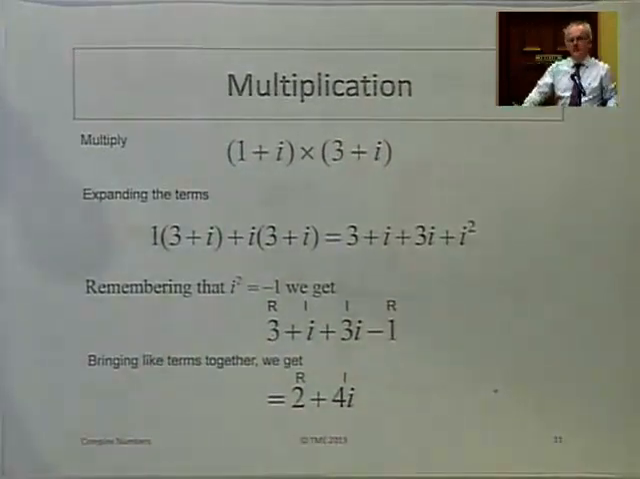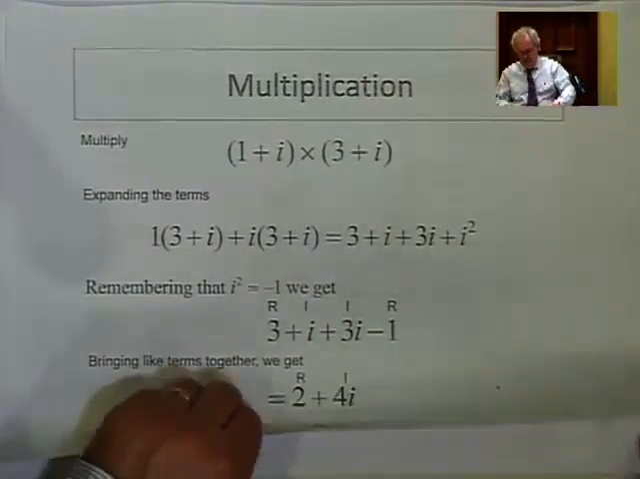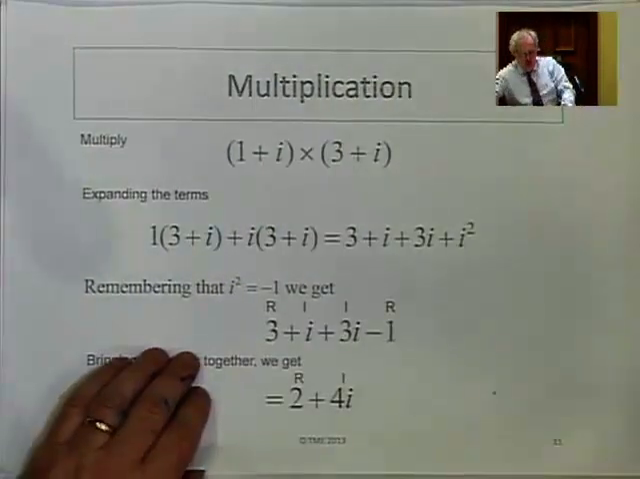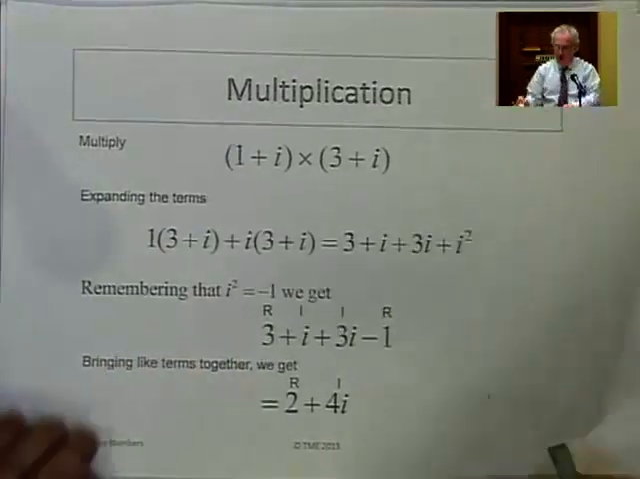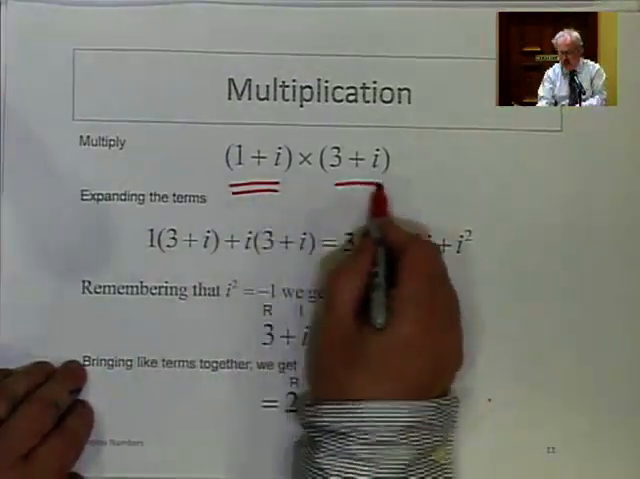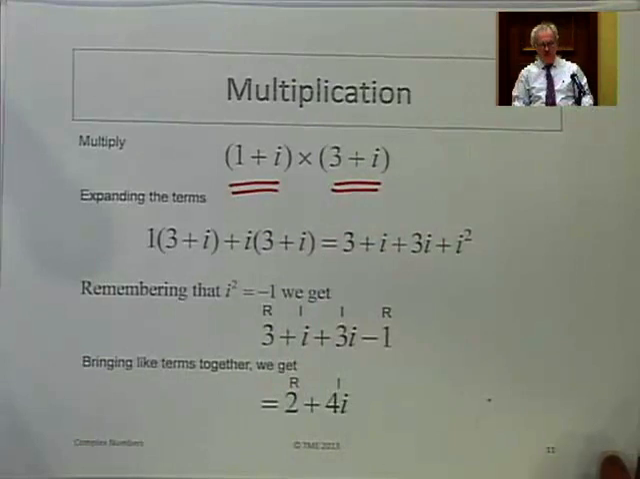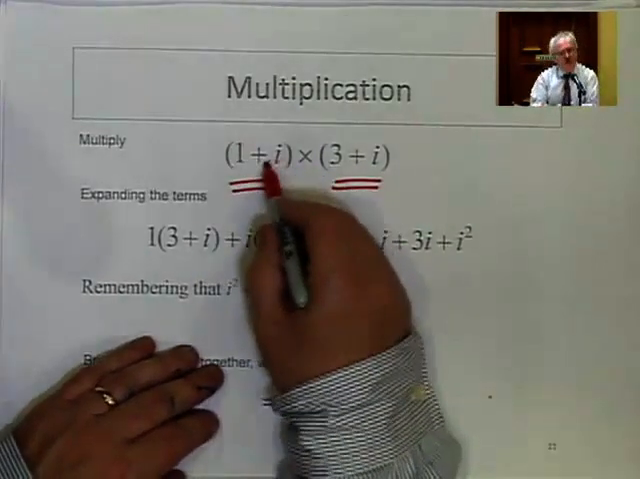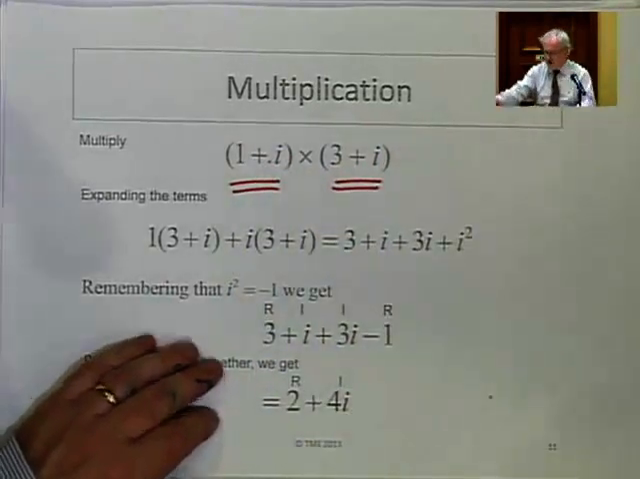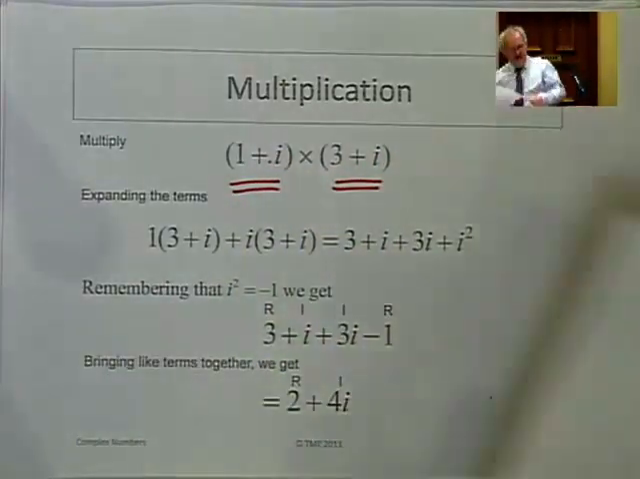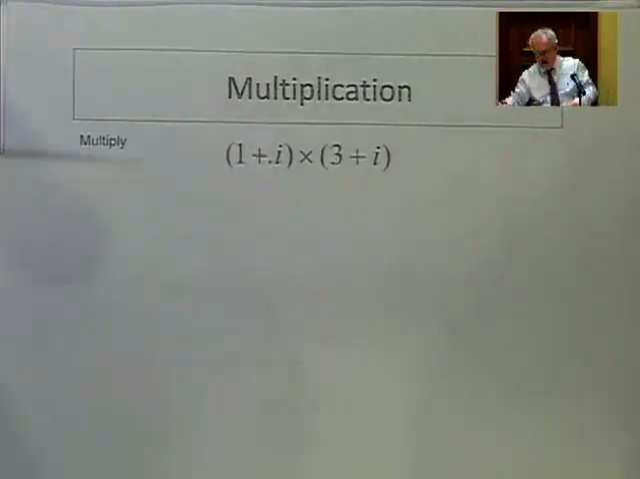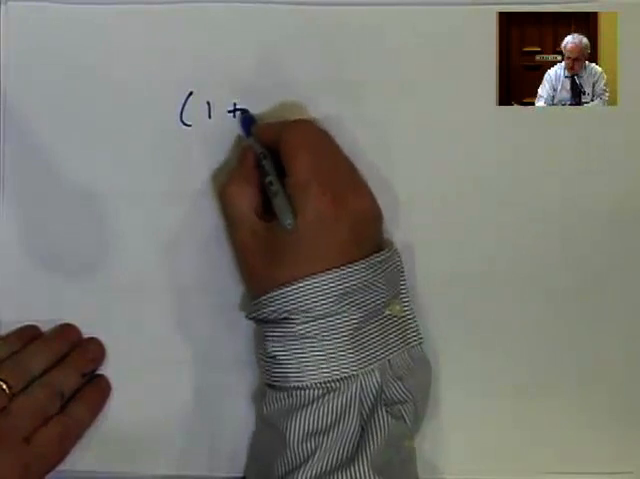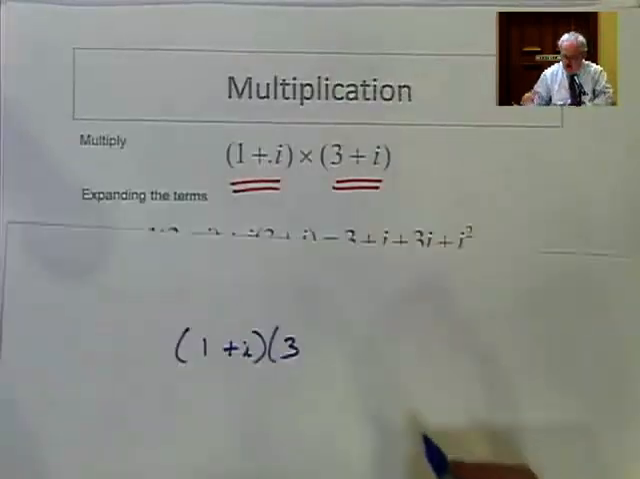Now we get into a nice thing called multiplication. We start looking at how this is going to work. Multiplication, we say 1 plus i times 3 plus i. Okay. It's like the FOIL method in that we've got two numbers here and two numbers here. So if we're going to do that, we'll have to multiply everything in the first box by everything in the second. So 1 plus i times 3 plus i.